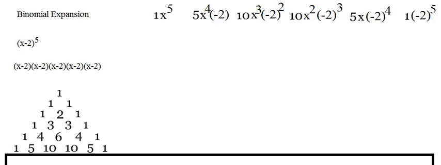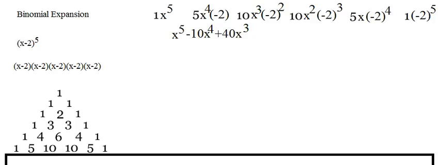So my last step is just to simplify all this. 1x to the fifth is just going to give me simply x to the fifth. 5x to the fourth times negative 2. 5 times negative 2 is minus 10. So I'm going to get minus 10x to the fourth. Okay. Now I get negative 2 squared. A negative 2 times negative 2 is positive 4. So I get positive 4 times 10 is positive 40. So I get plus 40x to the third power.